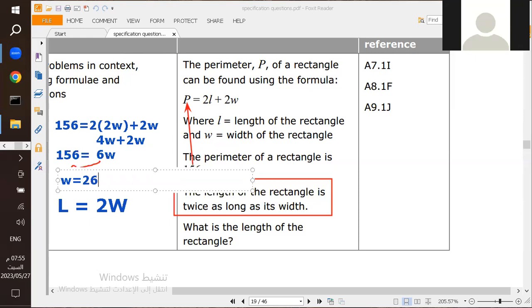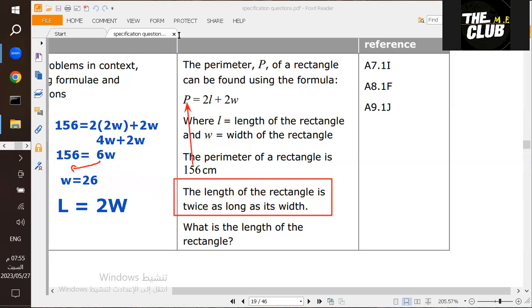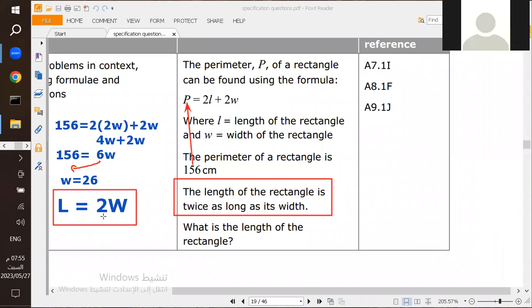26. That's the idea. Where did I get all of this from? I got it from the information that L equals 2W. The length equals twice the width. That is how I knew how to work with it. Okay? That's the idea of this list. Now let's move on to the next one.